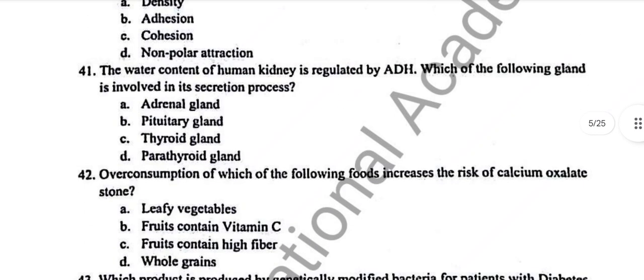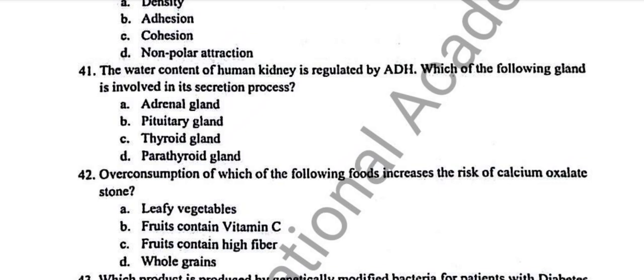Question number 41. The water content of the human kidney is regulated by ADH. Which of the following glands is involved in its secretion process? A. Adrenal gland. B. Pituitary gland. C. Thyroid gland. D. Parathyroid gland. And the correct option is B. Pituitary gland. ADH is synthesized in the hypothalamus and released by the posterior pituitary gland.